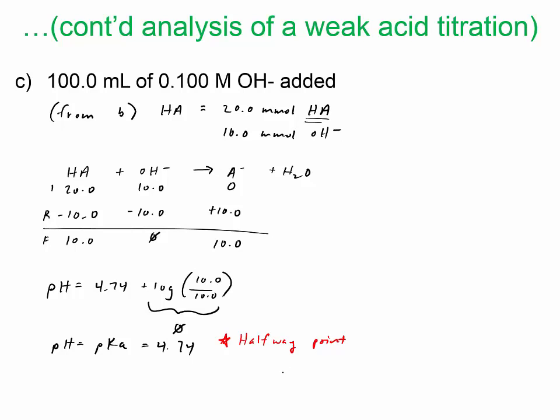So at the halfway point, this is true. The moles of strong base equal half of the moles of weak acid. This statement is also true: the moles of weak acid, when this is all said and done after you put it through the ICE table, these two are also equal. So the moles of weak acid equal the moles of the conjugate base at this point. So that's the halfway point.